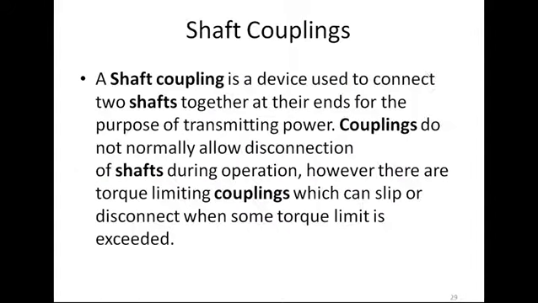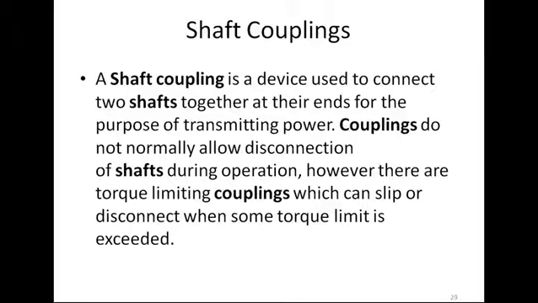Now, the next one we are going to see is a shaft coupling. A shaft coupling is a device used to connect two shafts together at their ends for the purpose of transmitting power. Couplings do not normally allow disconnection of shafts during operation. However, there are torque limiting couplings which can slip or disconnect when some torque limit is exceeded. So we are seeing why couplings are important and what the use of a coupling is.